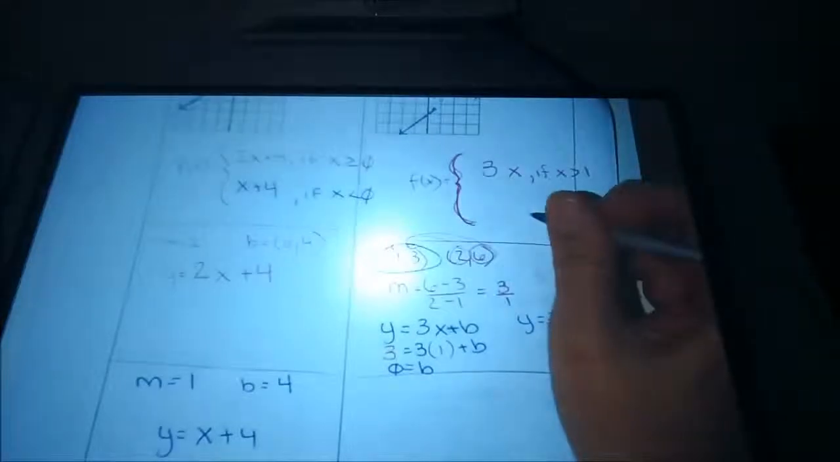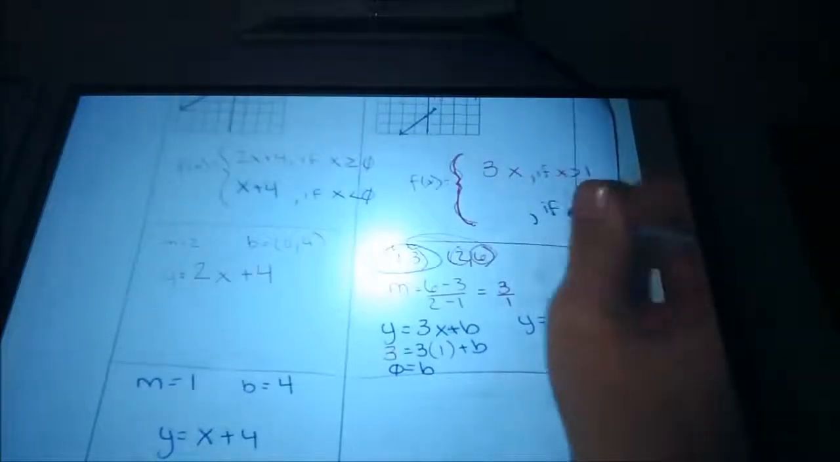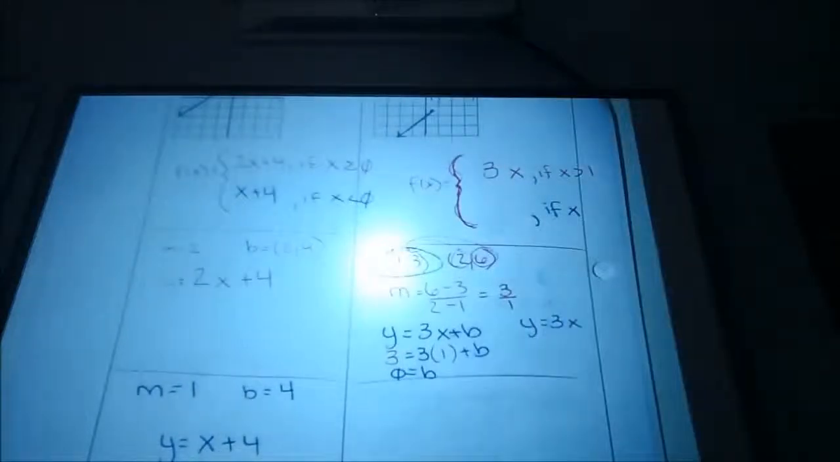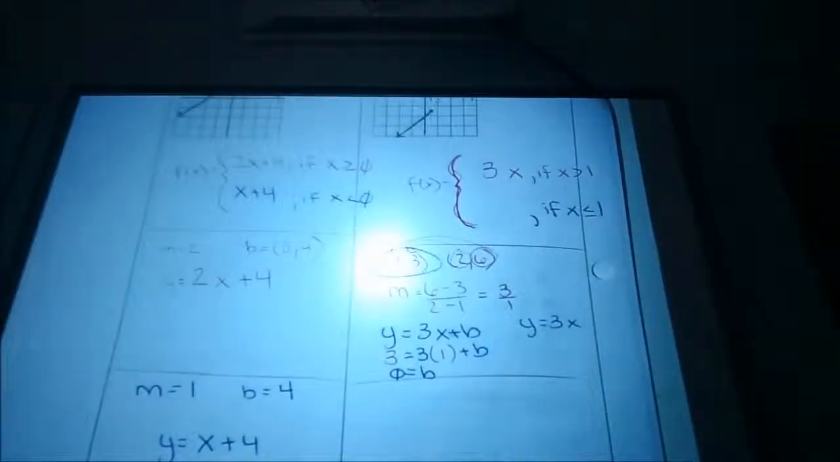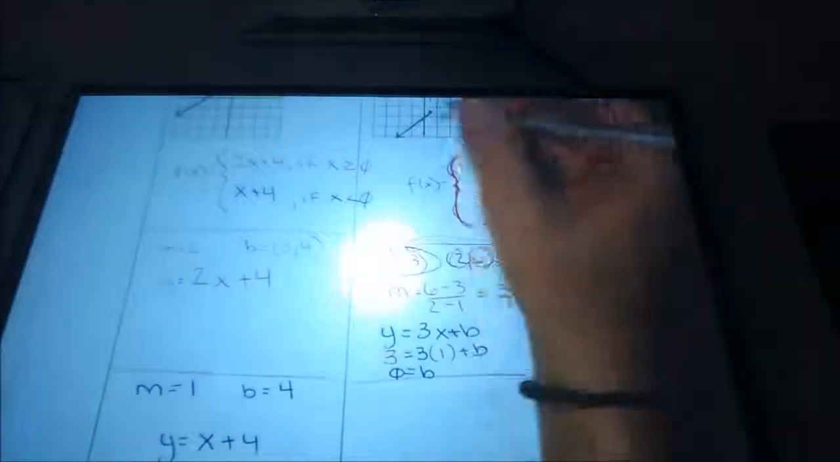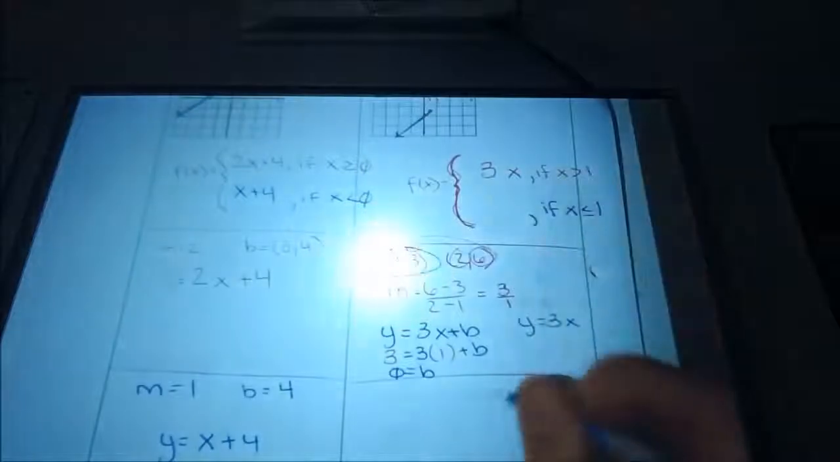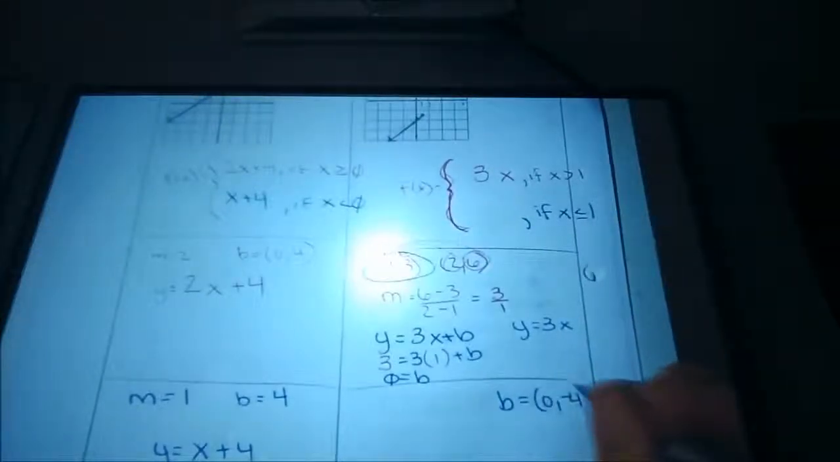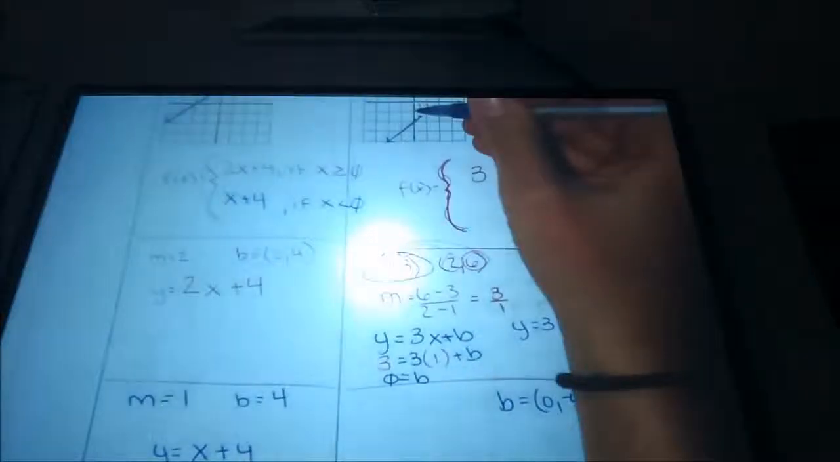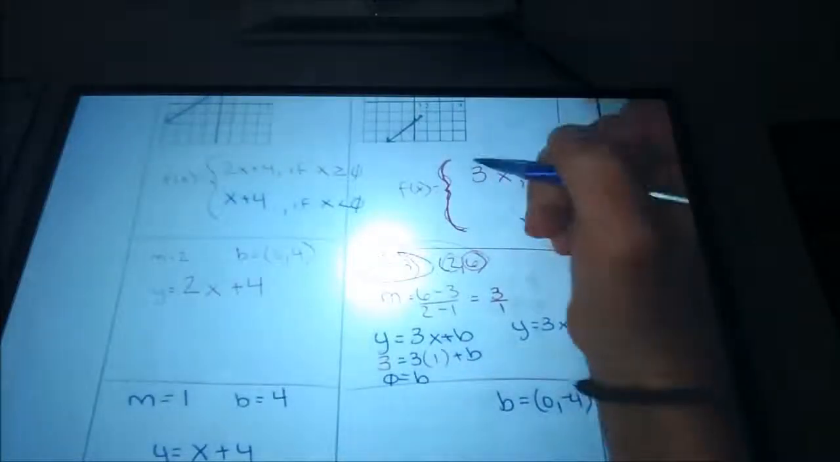So the second piece, we could write our domain restriction right away. If x is, now I have a filled in circle going to the left, less than or equal to 1. Okay. Let's pull out 2 points. Is my y-intercept an even value here? What's my y-intercept? Remember, it's a scale of 2. Negative 4. 0, negative 4 is my y-intercept. Ready? Negative 2, negative 4.